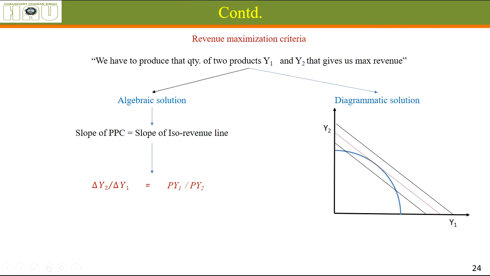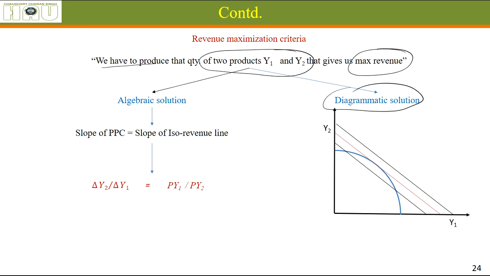Next comes the decision criteria. How do we decide where to stop? Okay, which combination should we choose? What we have to do is, remember, we have to produce one combination of Y1 and Y2 that is going to give us maximum revenue. The only condition we have is we have fixed resources. Okay, the diagrammatic solution for this is, again, let's say there are three combinations.